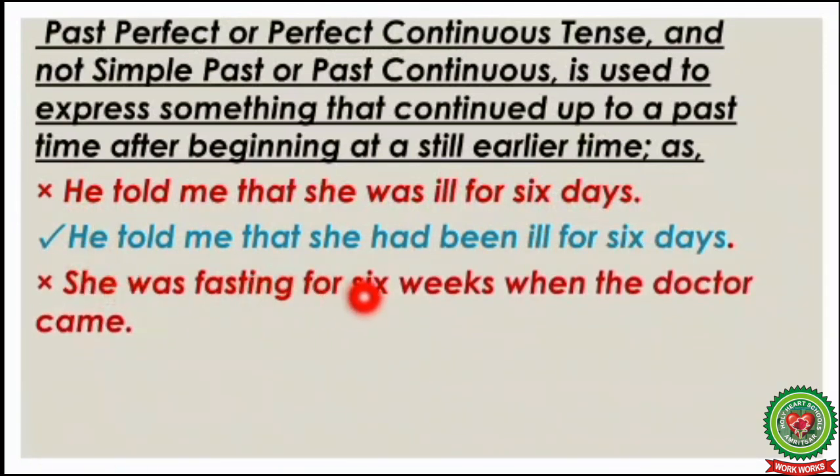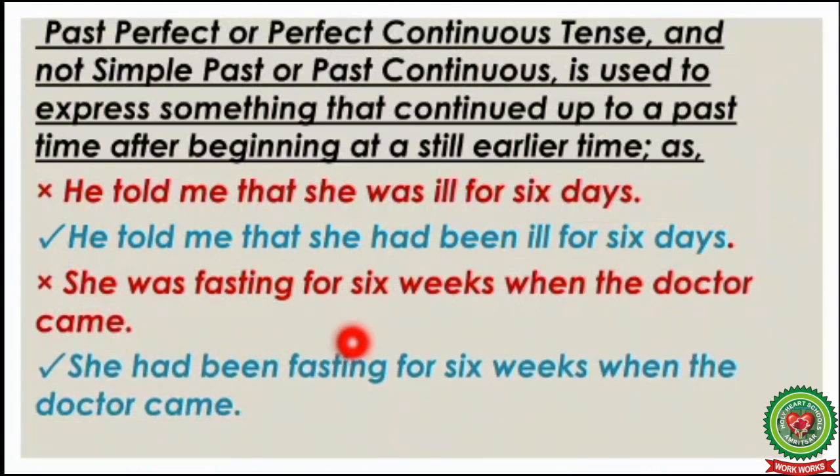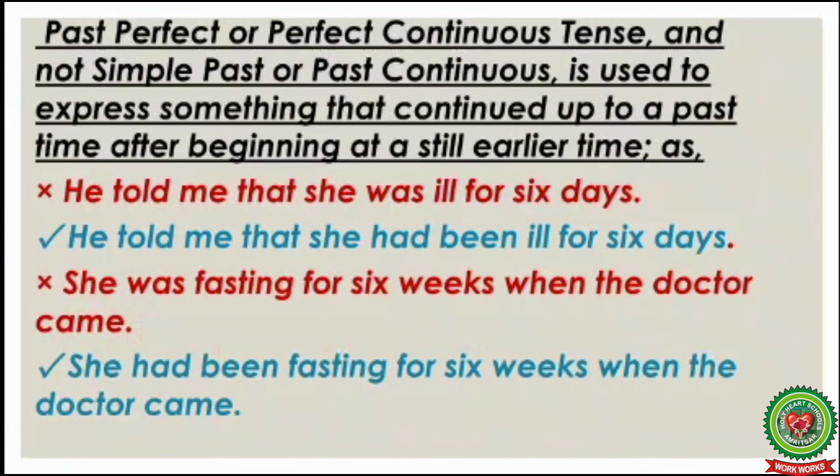She was fasting for 6 weeks when the doctor came. Here also students, we are talking about two actions. With the first action, we use past perfect tense, and with the second action, we have to use simple past. So look at the correct answer. She had been fasting for 6 weeks when the doctor came. You can see here students, with the first action, we used past perfect continuous tense. And with the second action, there is simple past.